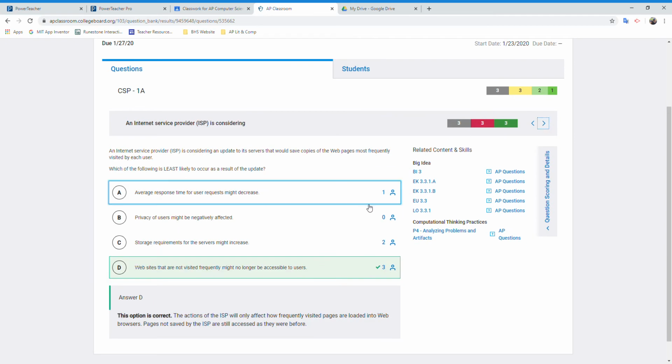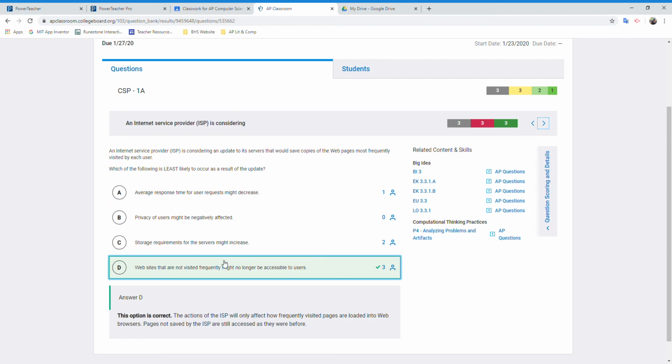Now, this next one, an ISP is talking about an update to save web pages. Again, trick question. Which of the following is least likely to occur? And I think the people who got these answers weren't looking at the question of least likely to occur. Websites that are not visited frequently may not suddenly be inaccessible. That's the least likely to occur.